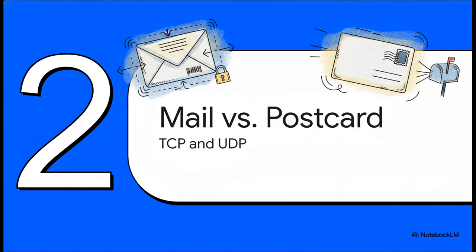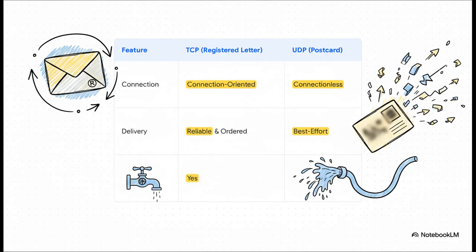We can actually make this even simpler. Just think of TCP as sending a certified, registered letter with tracking. And UDP? That's like scribbling a note on a postcard and just dropping it in the mail. Yeah, this really breaks it down. Look at TCP, our registered letter. It's connection-oriented. What does that mean? It means before it sends anything, it actually calls ahead, metaphorically speaking, with something called a three-way handshake to make sure the receiver is ready. It guarantees every piece arrives and in the right order. It even slows down if it's sending too fast.